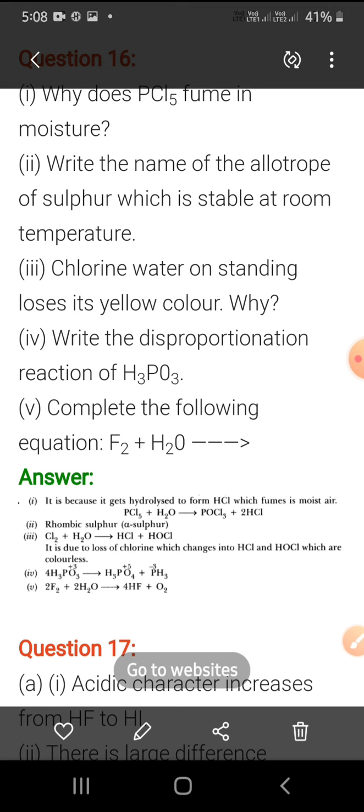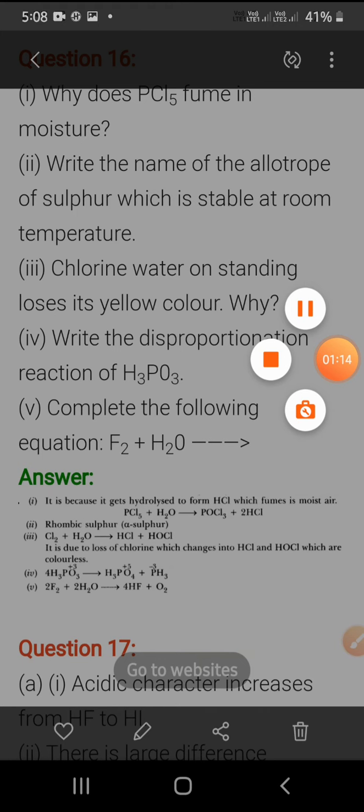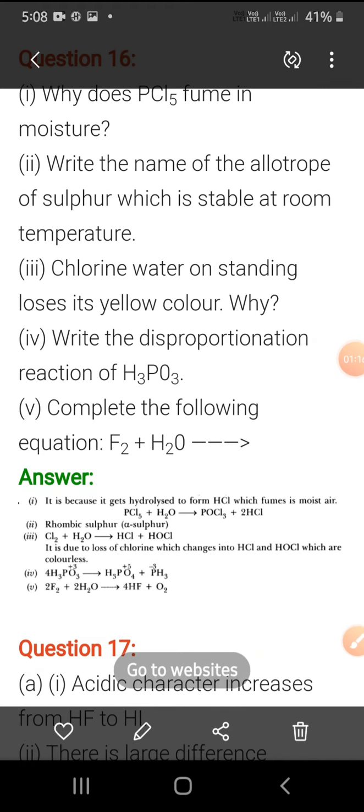Next question is, write the name of the allotrope of sulfur which is stable at room temperature. Answer is rhombic sulfur or alpha sulfur.